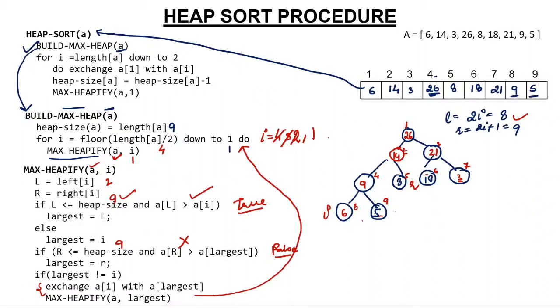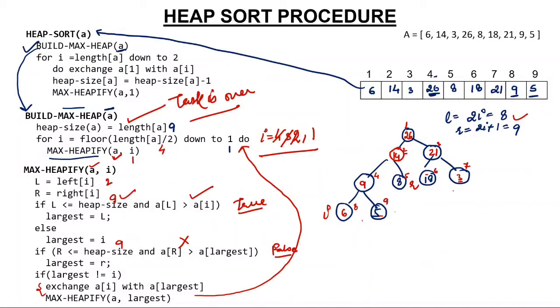And finally I have taken all the values of I. Now my job is done. So my Build-MaxHeap has said my task is over. So now the current tree which you are getting is a MaxHeap.